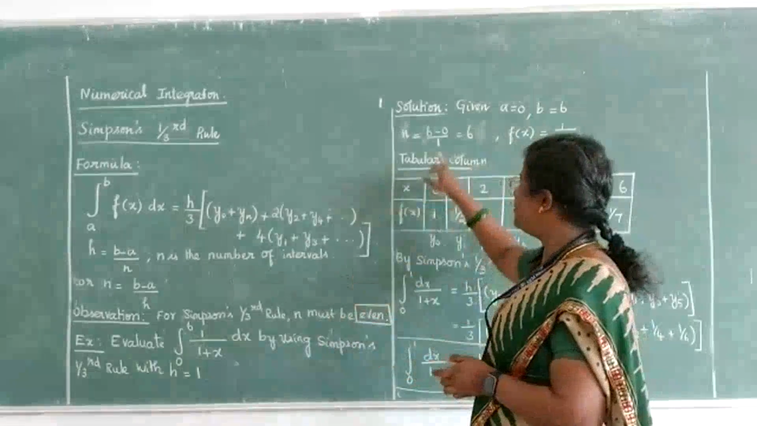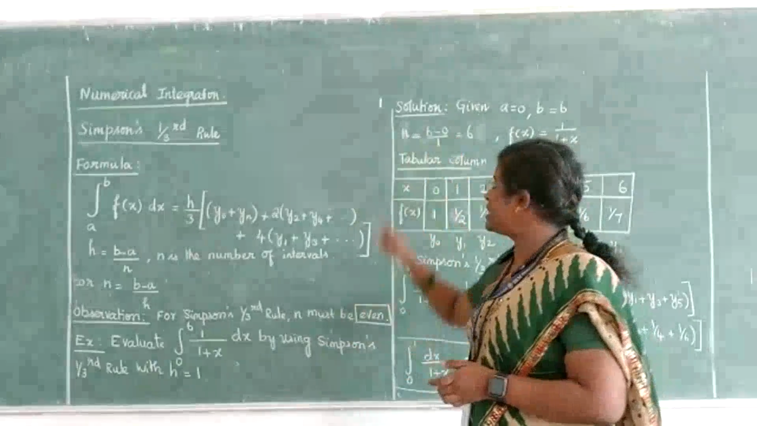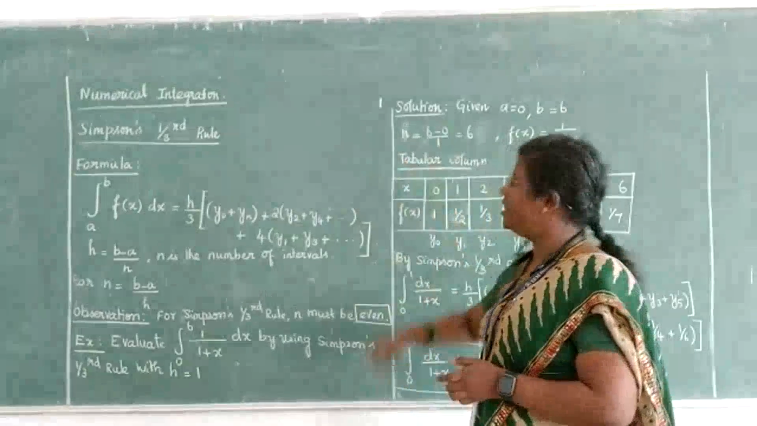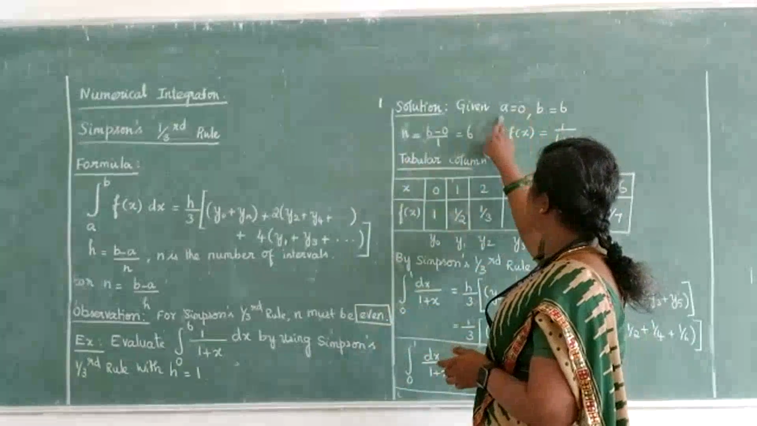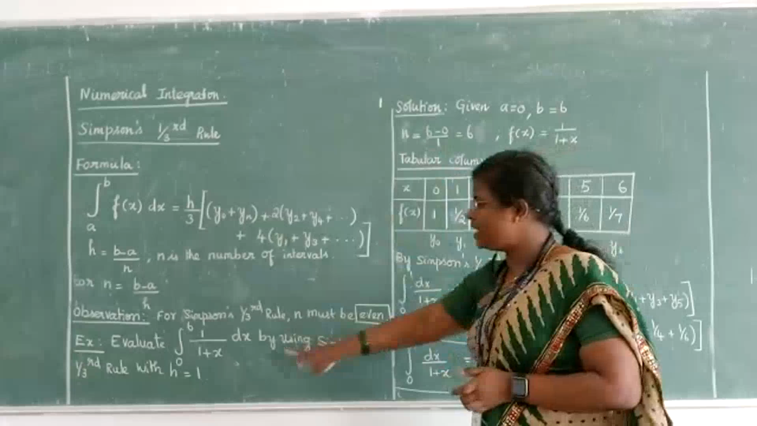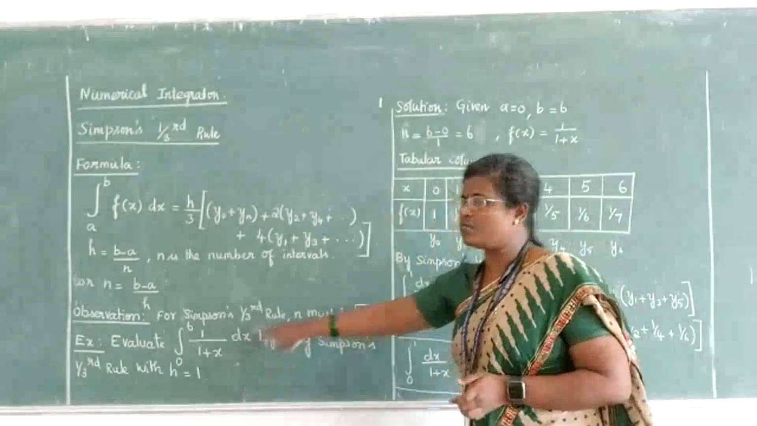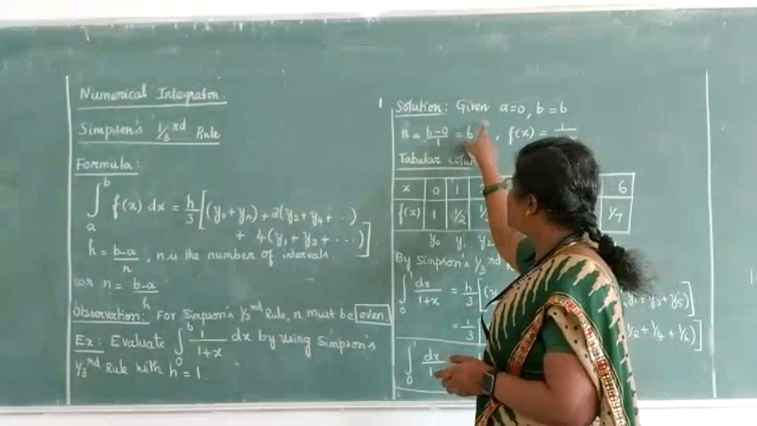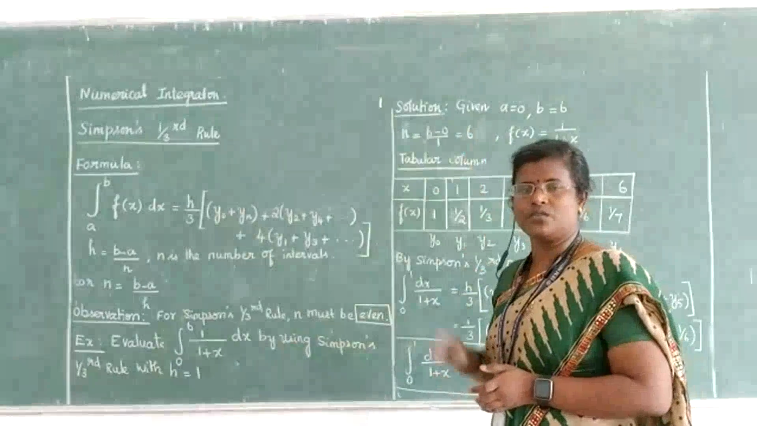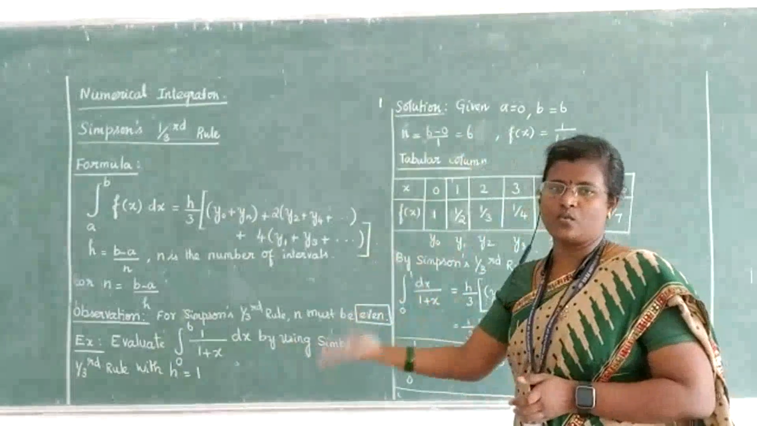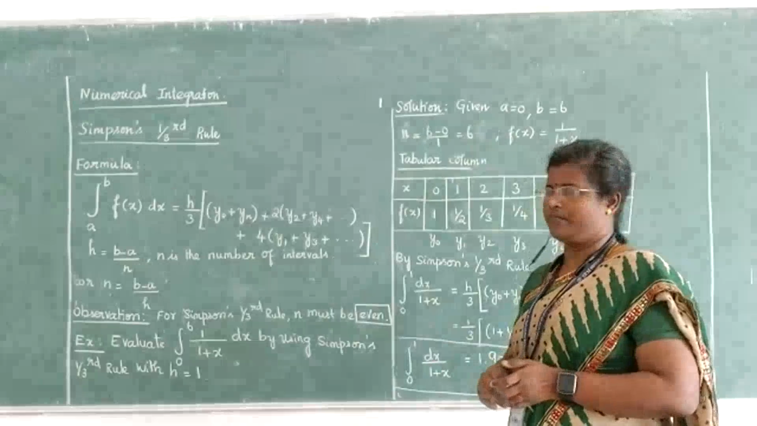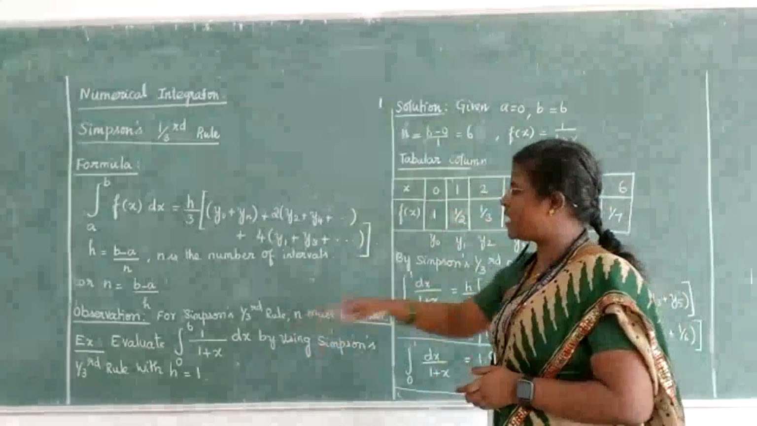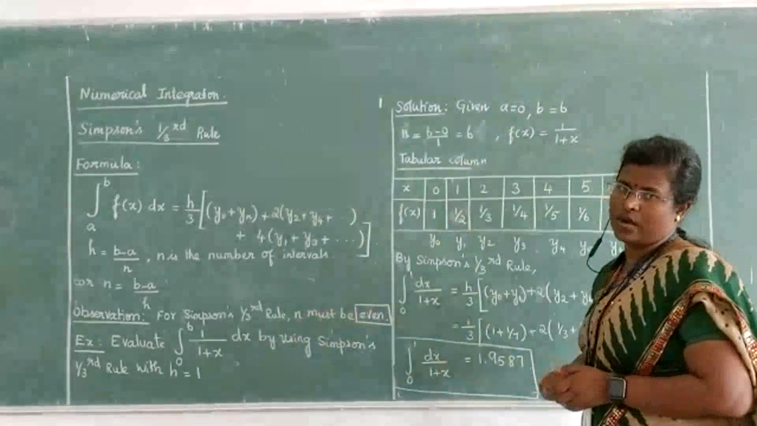Only by using the number of intervals can we say whether Simpson's 1/3 rule is applicable or not, so finding this value of n is very important. Here b minus a, that is 6 minus 0, divided by h, which is given as 1, so n is 6. Now we can see that 6 is an even number, so I can apply Simpson's 1/3 rule for this problem.